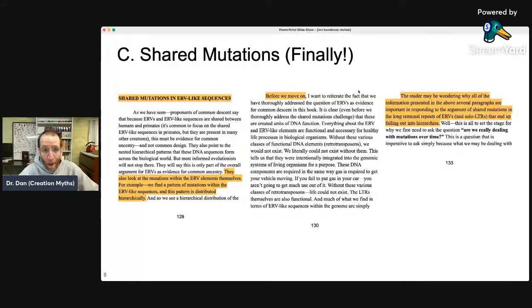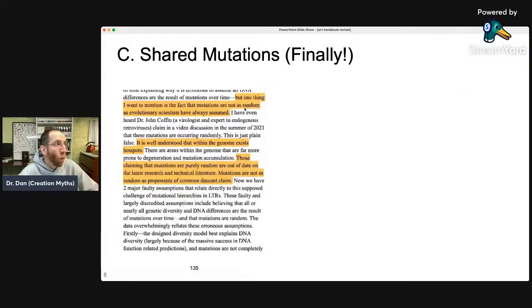So we finally get back around to it on page 135. And here's the argument. This is it, everybody. This is the linchpin. This is that blue little 5 pages that I showed a few slides ago. One thing I want to mention is the fact that mutations are not as random as evolutionary scientists have always assumed. It is well understood that within the genome exist hotspots.